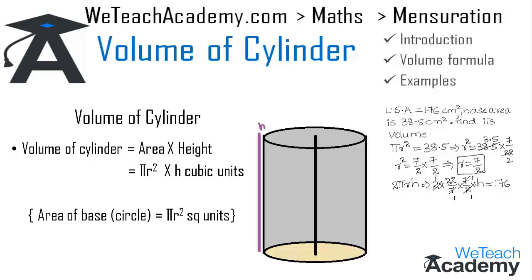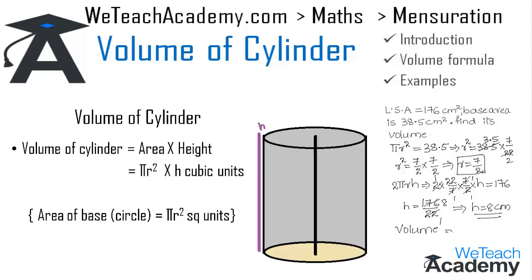So here we get 22h is equal to 176, and then transferring 22 to the right hand side, we get h equal to 176 divided by 22. Then simplifying here, we get 22 one time is 22 and 22 8 times is 176. So hence we get height equal to 8 centimeters over here. And then coming to the volume of cylinder.